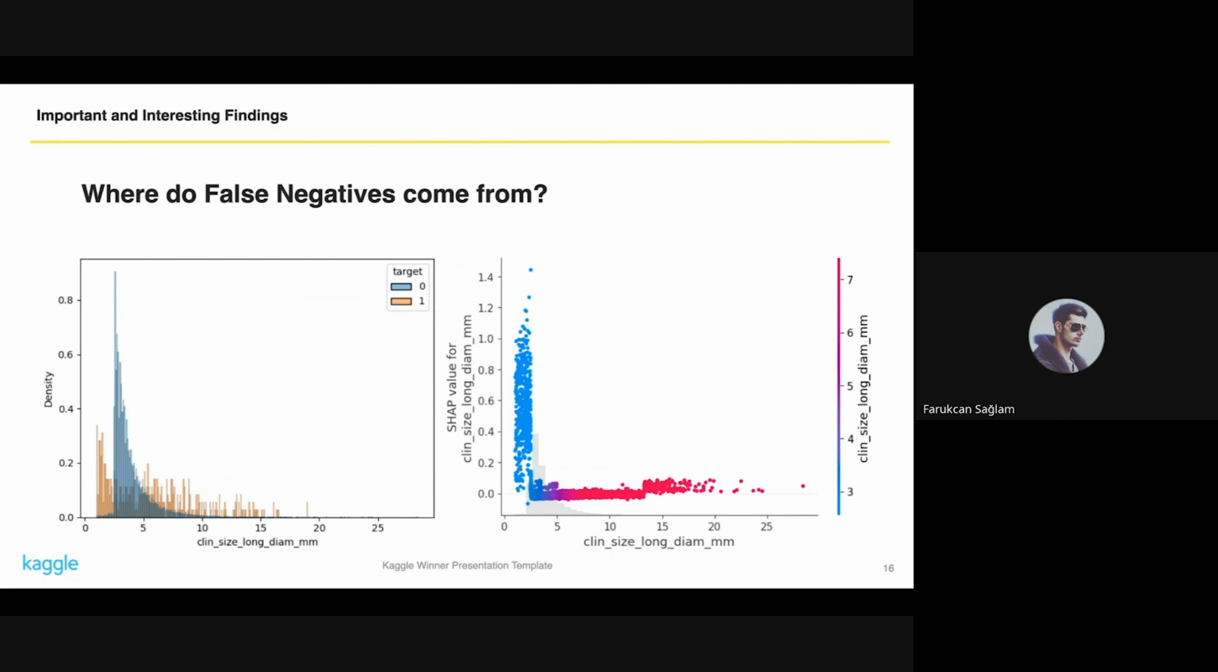And in the right figure, you can see that our model's Shapley values are negative in that narrow region. Our model usually estimates a non-malignant case for this narrow region.